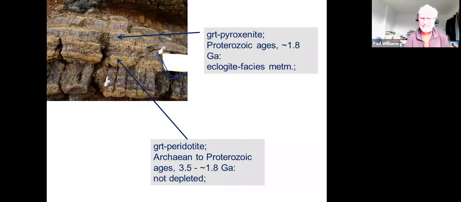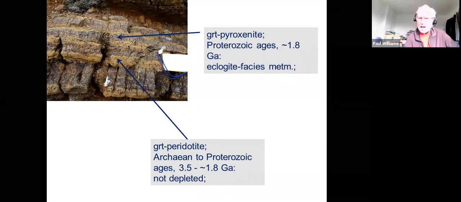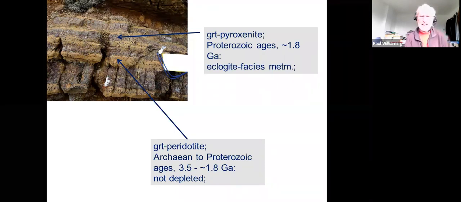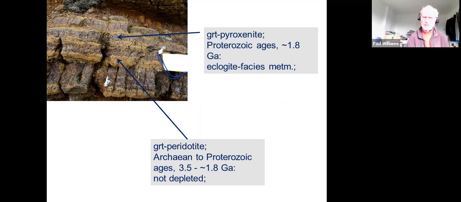Right, it gets a little bit more interesting now, because when we look at the garnet pyroxenites, so we're now looking at these bands again, these we've identified as pyroxenites. We've got Proterozoic ages. They've also, I didn't mention it at the time, undergone eclogite facies metamorphism, because the mineralogy that we had there of the omphacitic pyroxene and the garnet, that's eclogite facies mineralogy. And eclogite facies, as you all know, occurs very, very deep. We're talking 50, 60, 70, 80, 90, 100, 200 kilometers down into the mantle.